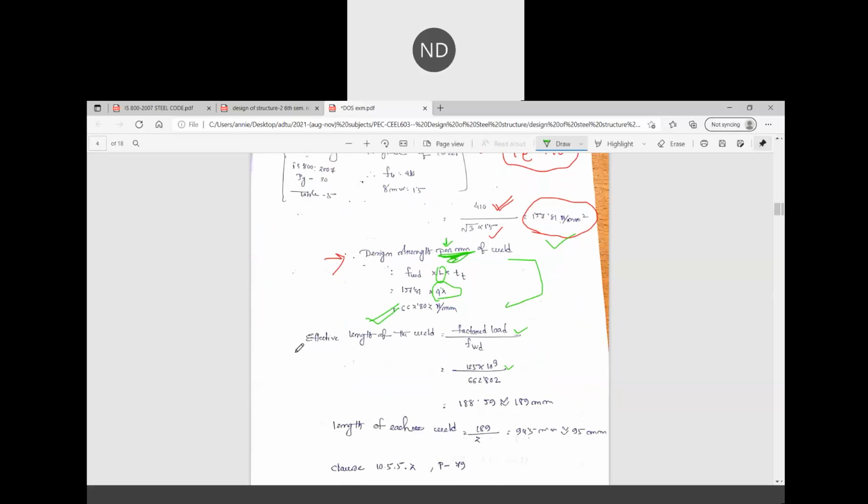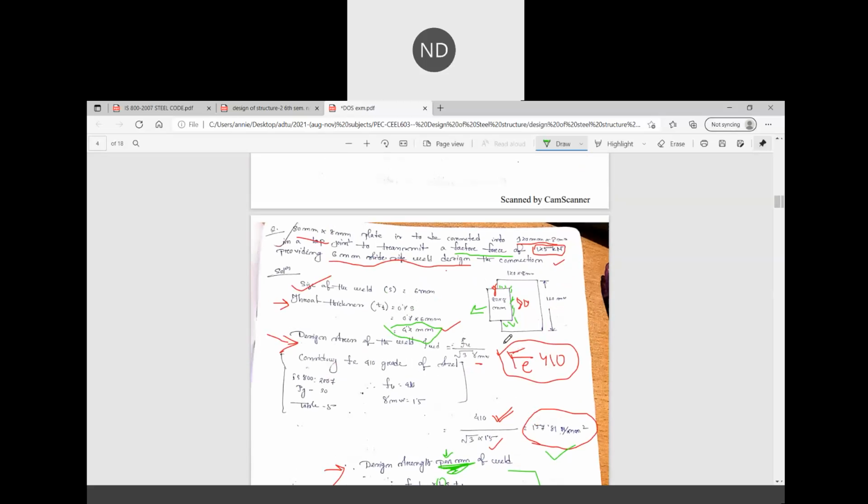So how is your effective length found out? PWD is what you have to find out. You have to take the factored load and divide it by the design strength. Once you do that, you will get your effective length. So effective length is how much? 188.59. That means you can consider 189. So we can consider our length to be 189 mm.